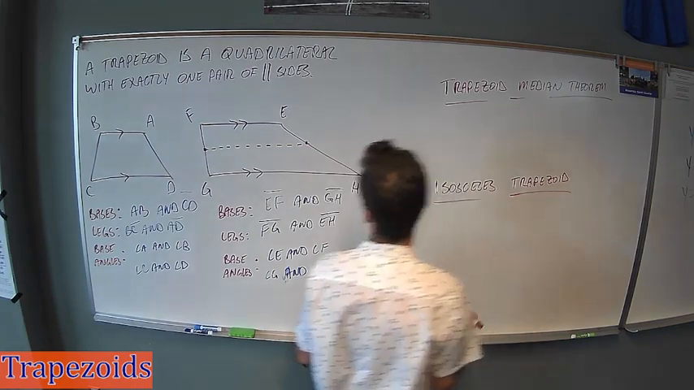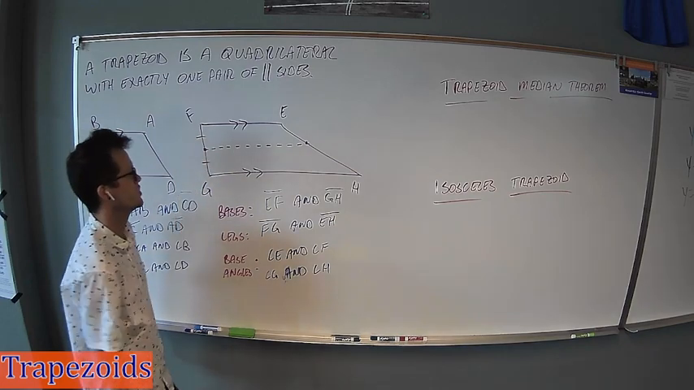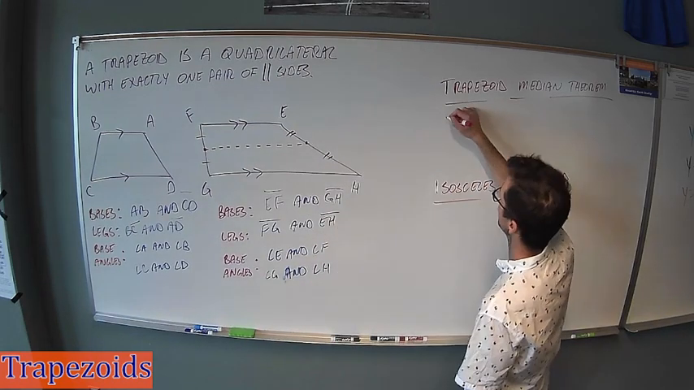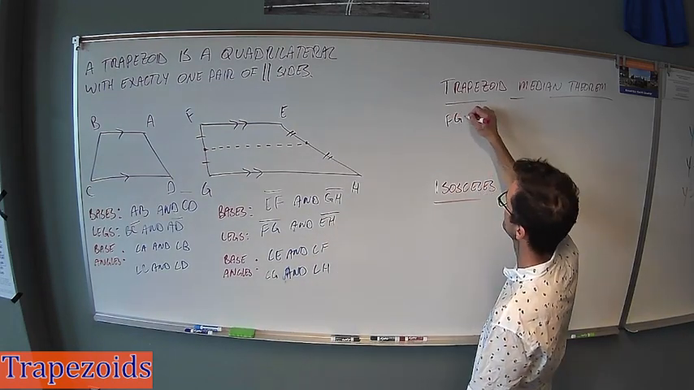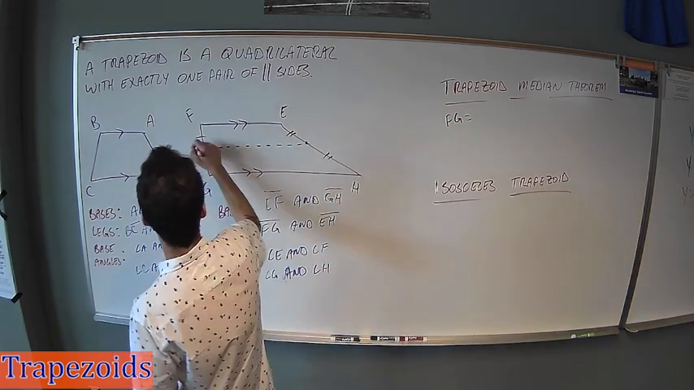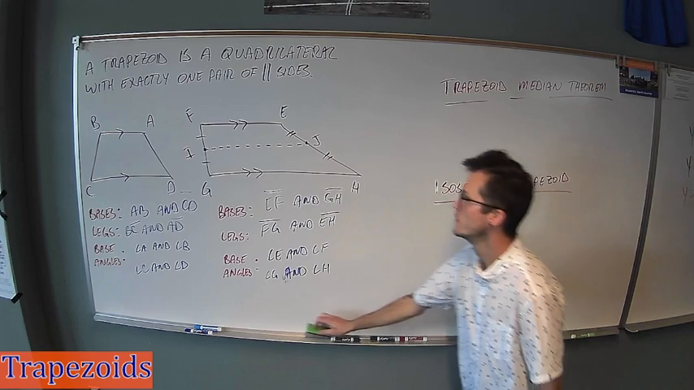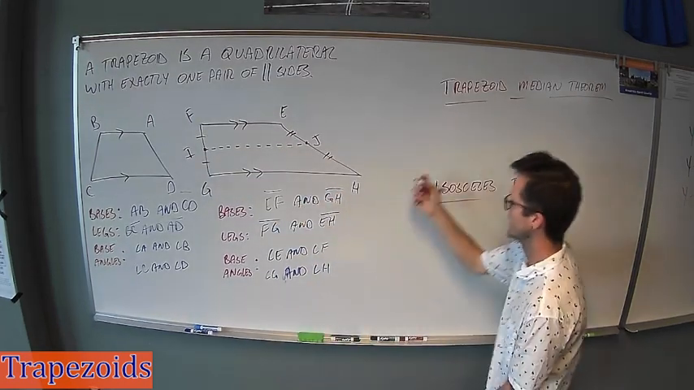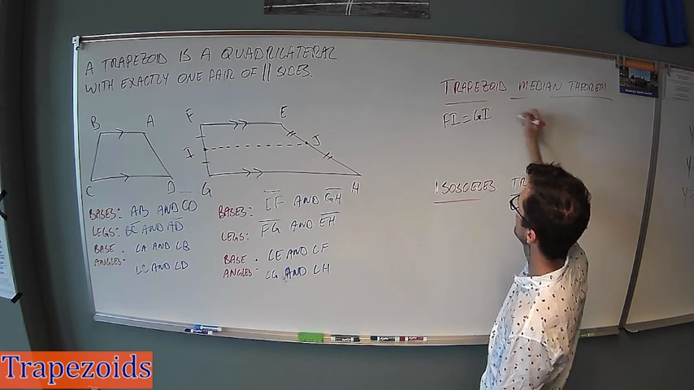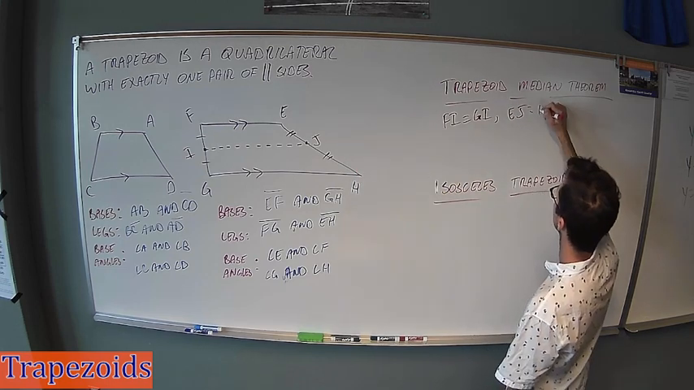The first thing, by definition, we're bisecting this segment FG and we're bisecting this segment EH. I need to throw some other letters in here: I and J. So we're going to say FI and GI are equal lengths. FI has the same length as GI. Additionally, we can say that EJ has the same length as HJ.